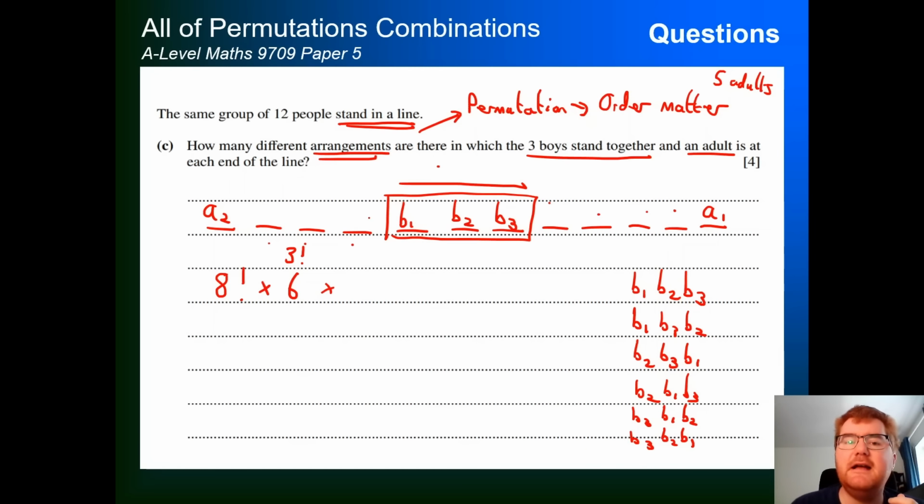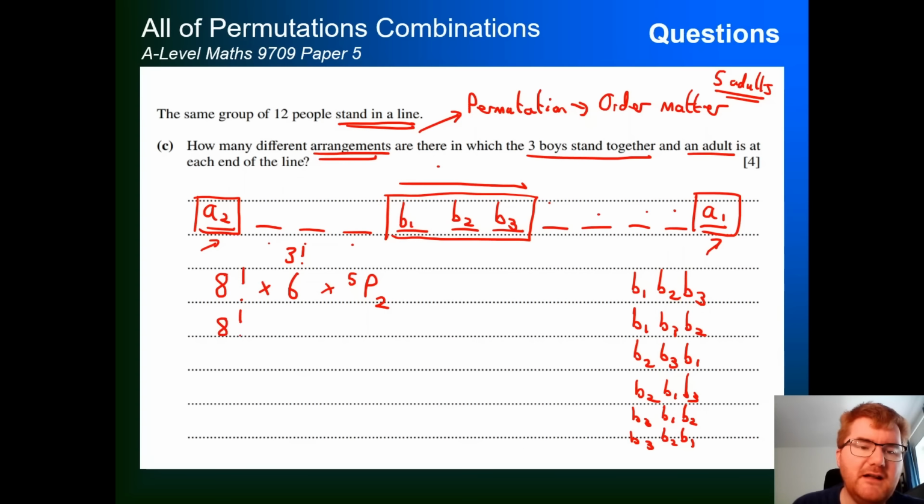Now we have to be really careful because we've got adults at the ends here, but order matters. So if I had adult 1 here and adult 2 here, that would be 1 combination but 2 permutations, which is important. So if I've got 5 adults and I need to choose 2 to stand here, then I'm going to do 5P2. This is much more different than 5C2. So to work out my final answer, I have 8 factorial, times 3 factorial, and then finally 5P2 to represent the different adults that can be at the ends of the line.